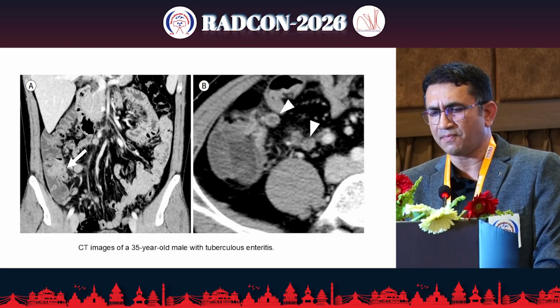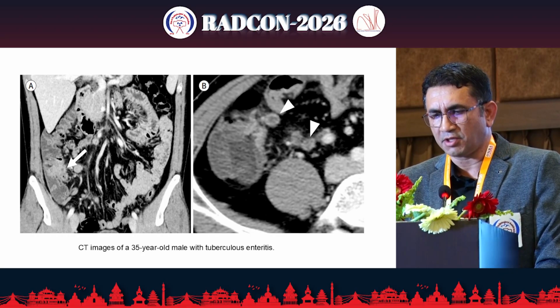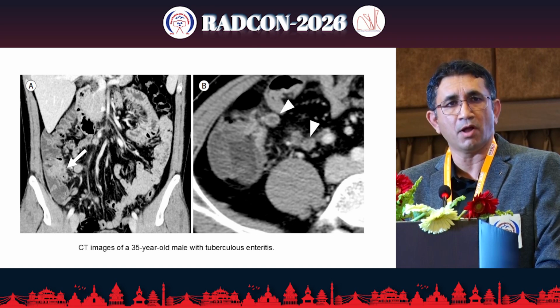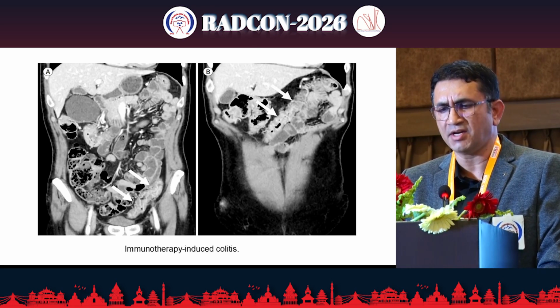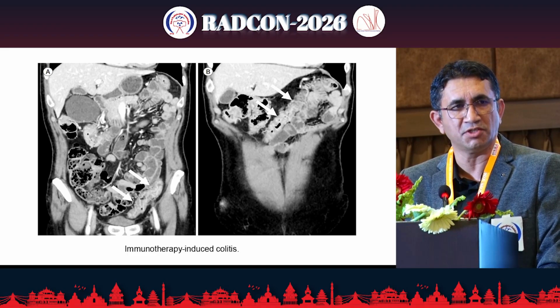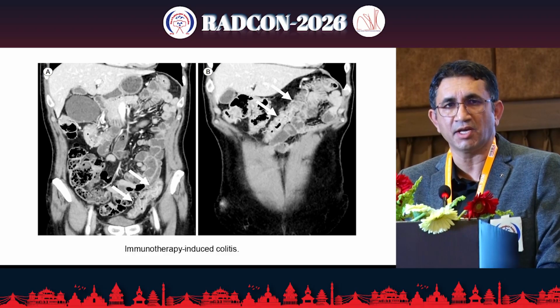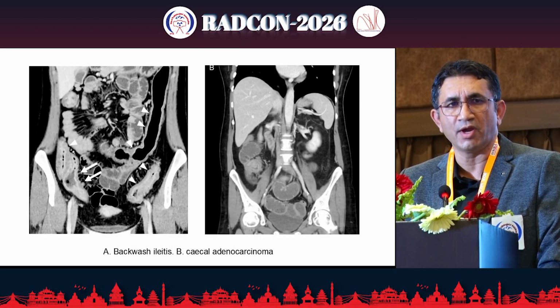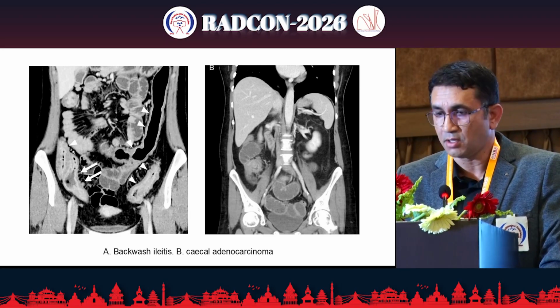So this is a case of tuberculosis, where we can see multiple necrotic nodes with thickening of the terminal ileum involving the ileocecal valve. Again, immune therapy-induced colitis is also quite similar to Crohn's disease, so we have to take the history properly. This is actually a case of carcinoma of the esophagus, where the patient was taking immunotherapy. So proper clinical history is a must.